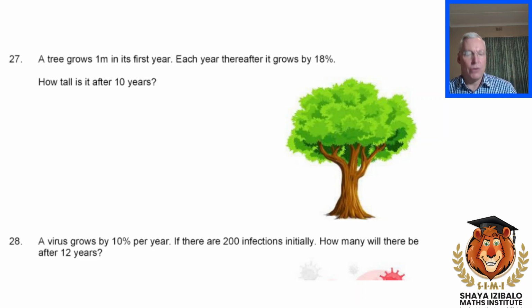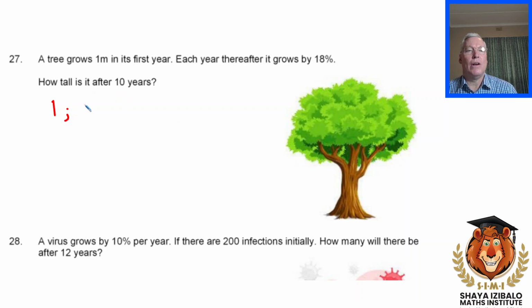All right, so at the end of the first year, a tree grows 1 meter in its first year. So that's how tall it is at the end of the first year. Each year thereafter, it grows by 18%. How tall will it be after 10 years?